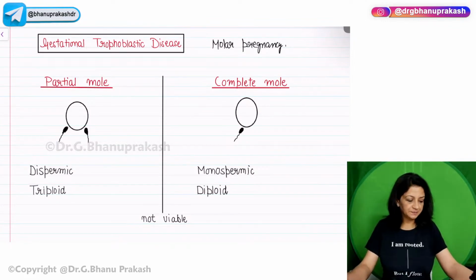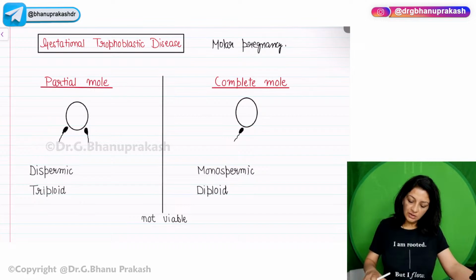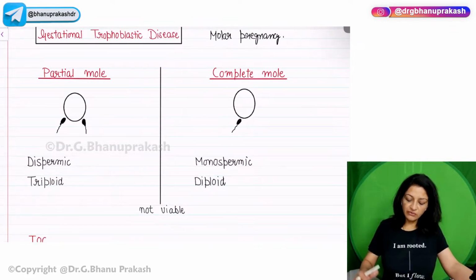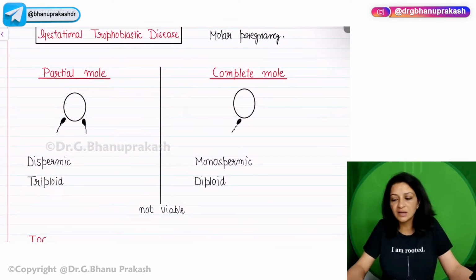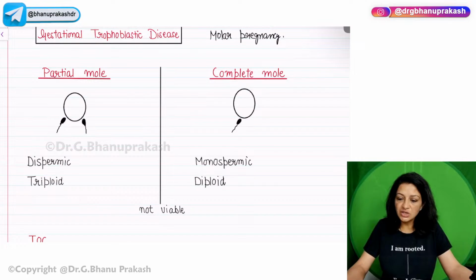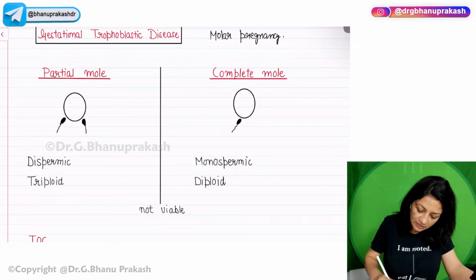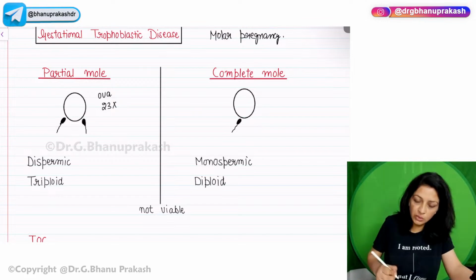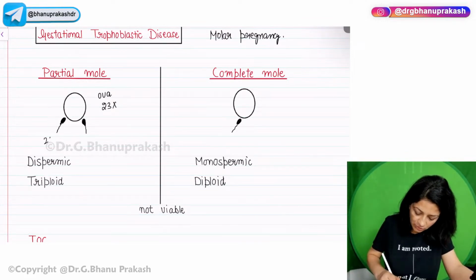Molar pregnancy. So molar pregnancy is of two types, partial mole and complete mole. What is the difference between partial mole and complete mole? In partial mole, there is fertilization between one ova and two sperms.